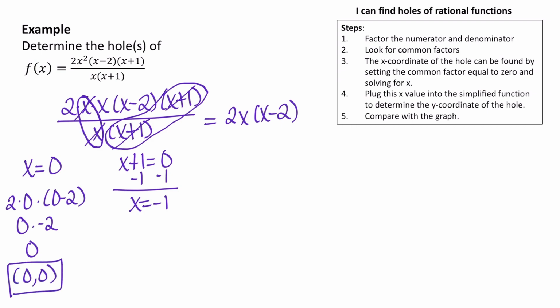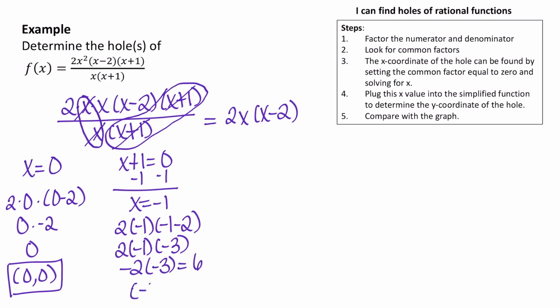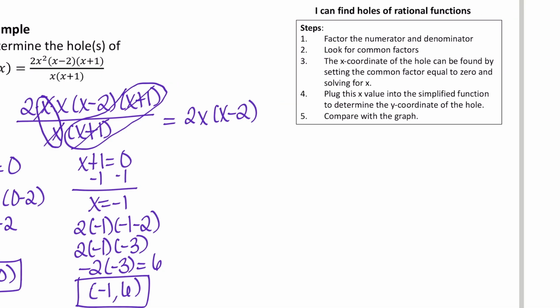And then we're going to find the other hole. Let's plug in. We have 2 times negative 1 minus 2. So that's 2 times negative 1 times negative 3. So that's negative 2 times negative 3, which is 6. So the next hole will be at (-1, 6). Okay, so let's compare to the graph and make sure that we have two holes, one at (0, 0) and one at (-1, 6).